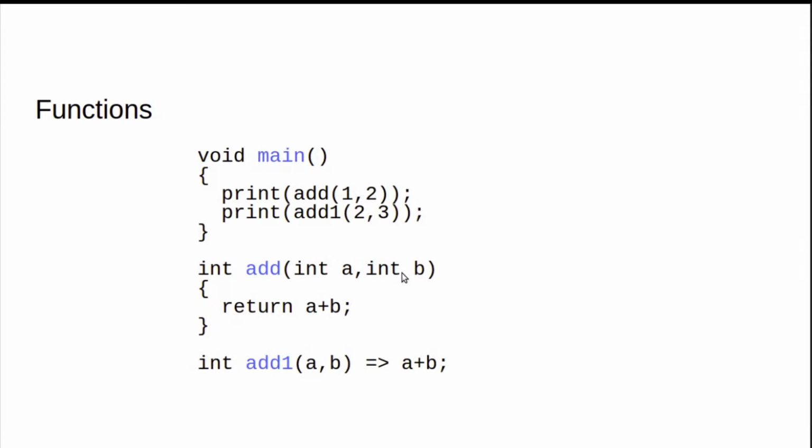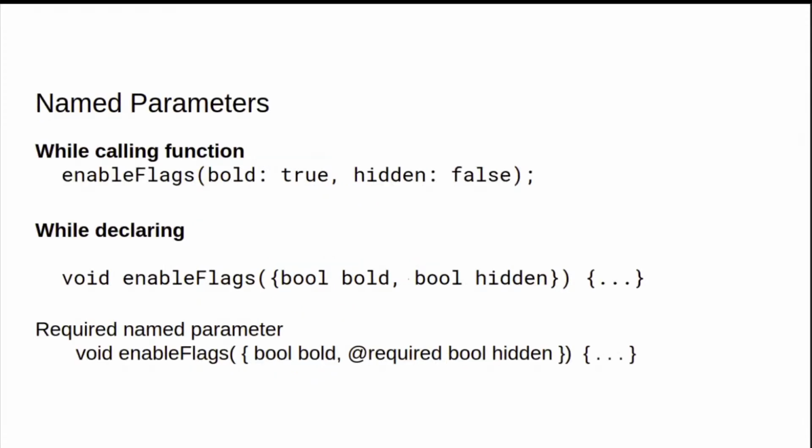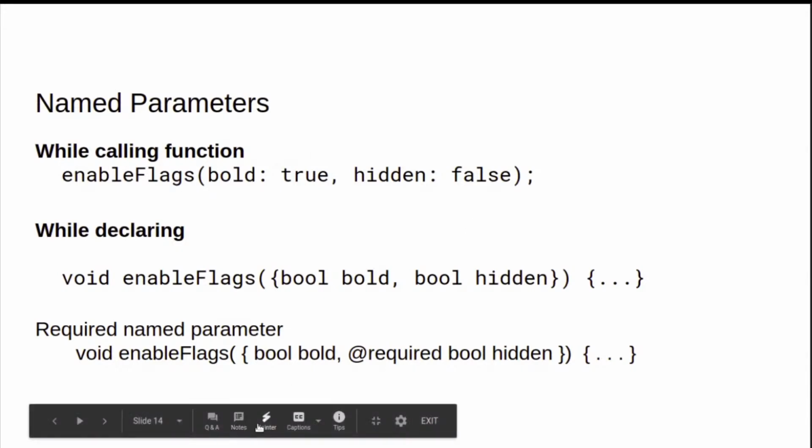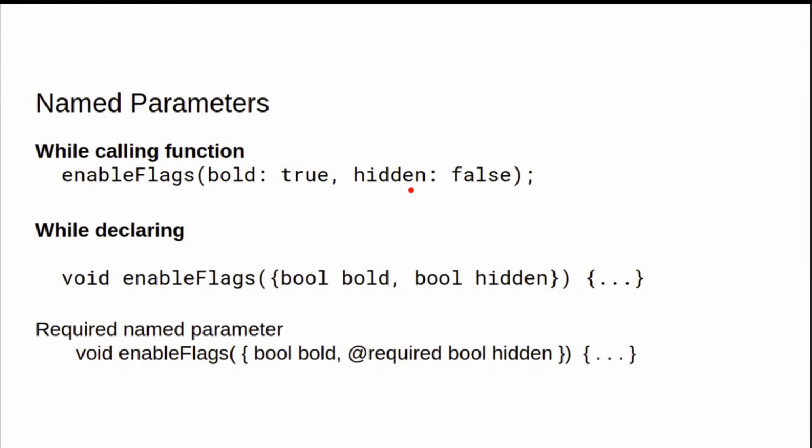And another feature is named parameters. We can make them named, so while calling the function, we should pass the arguments by mentioning its name. Like we are passing true to the bold variable, we are passing false to the hidden variable. Like that, we need to mention the value. Only the value is not sufficient, we need to mention the name also.